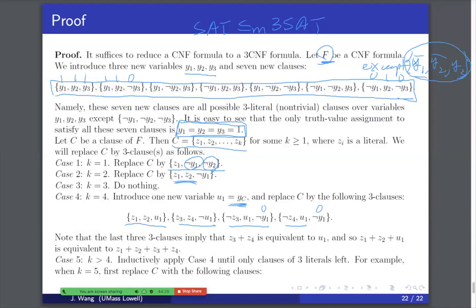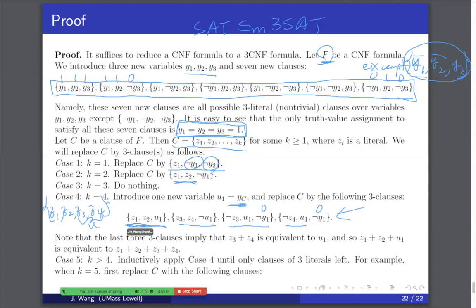So now you look at this. Why do we look at this? The reason here is that we want to use this variable U1 to represent the clause Z3 plus Z4, okay? So as you can see here, originally we have Z1, Z2, Z3, Z4. Now I'm going to use U1 to represent Z3 and Z4. That's what we have here.